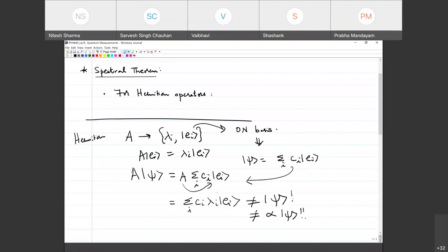So indeed, what you're asking is, what happens if I have a superposition of eigenstates? Then yes, you are not going to get back an eigenstate. It will be some other state whose coefficients have been modified by this lambda_i. So was that your question? Yes. So that means these operators on any general state will do some kind of transformation. Indeed, they will.